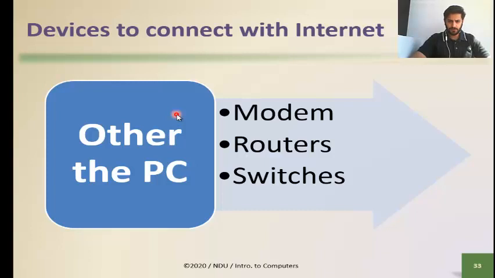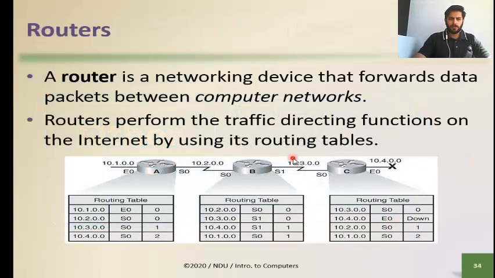So the first component we use is a modem, and that is one of the main components at your local area, which is used for modulation and demodulation. The second is the router, and the third one is the switches. So I shift towards the router because the modems we discussed in our earlier classes.